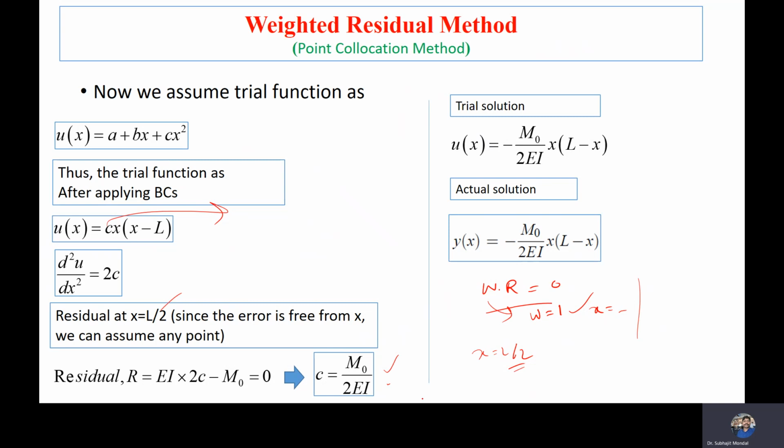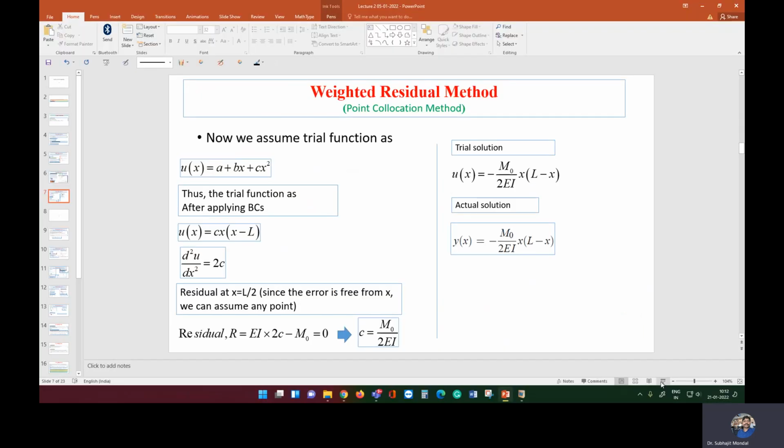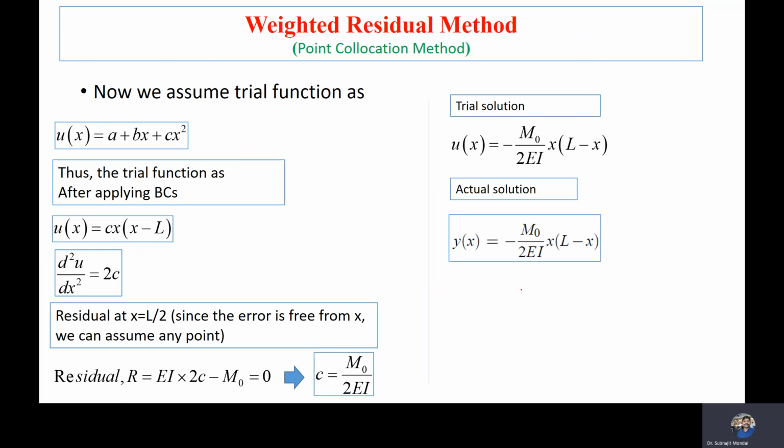Now what is our approximate solution? If you put the value in, we get our approximate solution as u is equal to minus M0 by 2EI x into L minus x. We also know our actual solution looks like this, so you can see our approximate solution and actual solution are the same. If you plot it, you will get a graph like this. Our approximate solution overlaps with our original solution. This is the way we can find our approximate solution using the point collocation method. I hope you got some idea. Thank you.